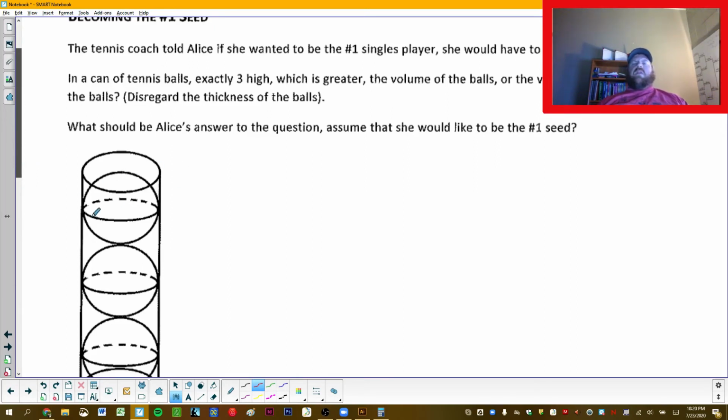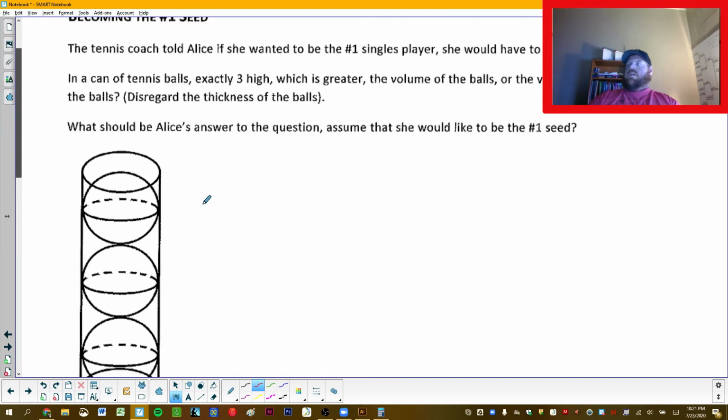These two problems kind of work together. So it says here that a tennis coach told Alice if she wanted to be the #1 singles player, she would have to answer this problem. It says, in a can of tennis balls exactly 3 high, which is greater, the volume of the balls or the volume of the air around the balls?